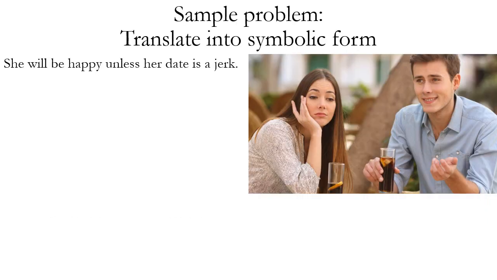So let's look at some sample problems. What we want to do is first begin by recognizing the logical operator words. In this case, she will be happy unless her date is a jerk. Remember that the word unless indicates the logical idea of or. So we want to circle that, and then as a reminder, we can put above it the logical operator that word or phrase expresses.